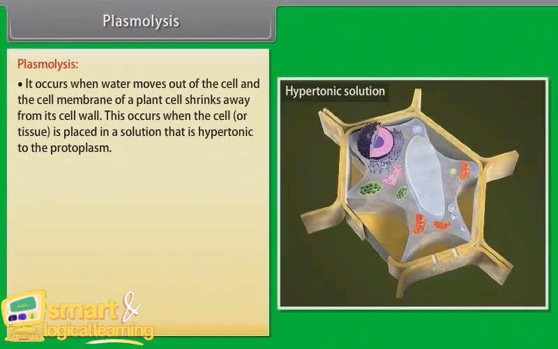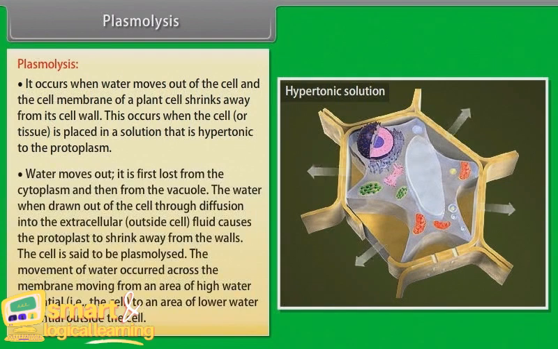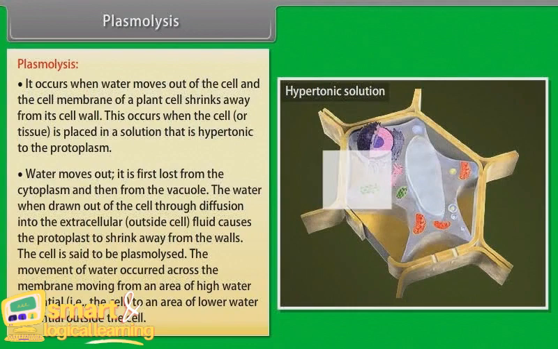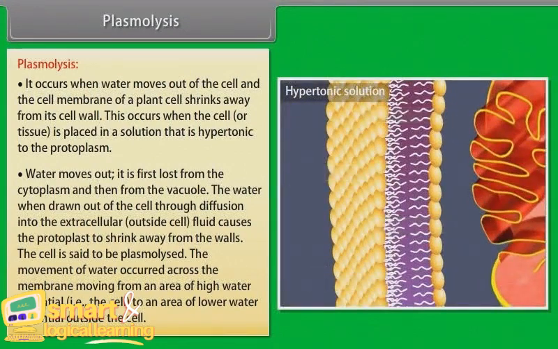Plasmolysis occurs when water moves out of the cell and the cell membrane of a plant cell shrinks away from its cell wall. This occurs when the cell or tissue is placed in a solution that is hypertonic, has more solutes, relative to the protoplasm. Water moves out. It is first lost from the cytoplasm and then from the vacuole. The water, when drawn out of the cell through diffusion into the extracellular fluid outside the cell, causes the protoplast to shrink away from the walls. The cell is said to be plasmolysed.